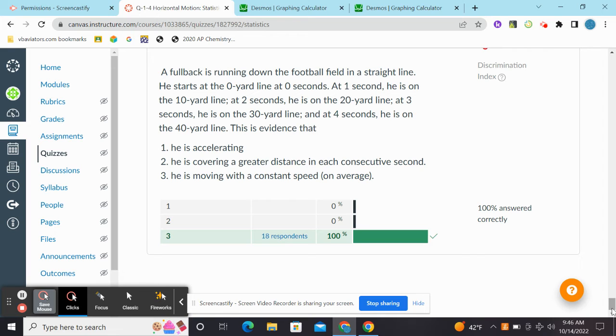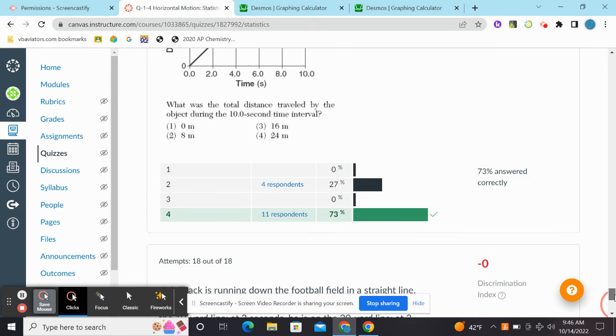Here's one I heard a lot of people complaining about, how fast this fullback is. I thought that was kind of funny. The fullback is running down the football field in a straight line. He starts at the 0 line at 0 seconds, at 1 he's at 10, at 2 he's at 20, at 3 he's at 30, and so on. But what's going on? Well, we're moving with constant speed, 100%, no problems here at all.